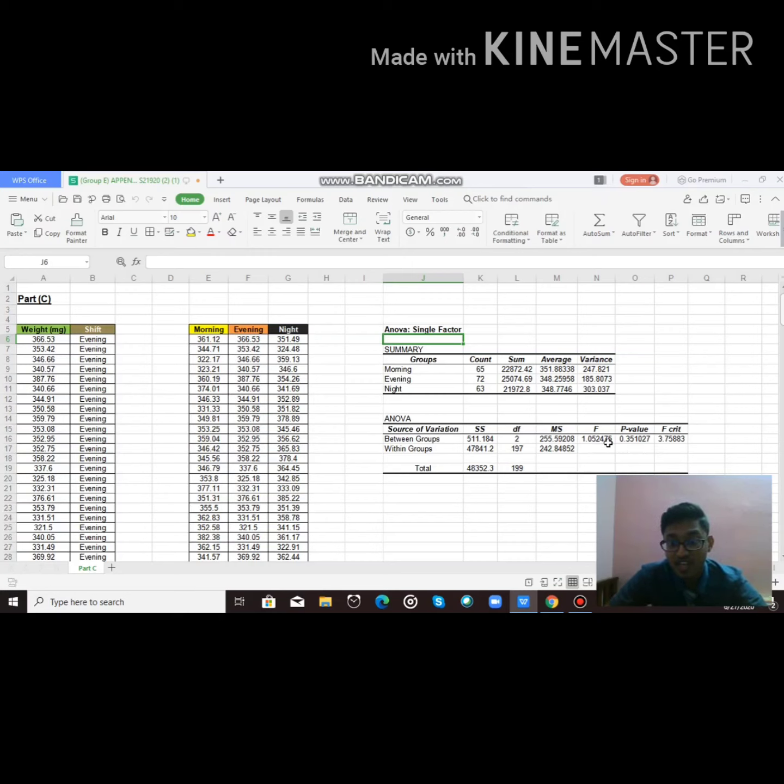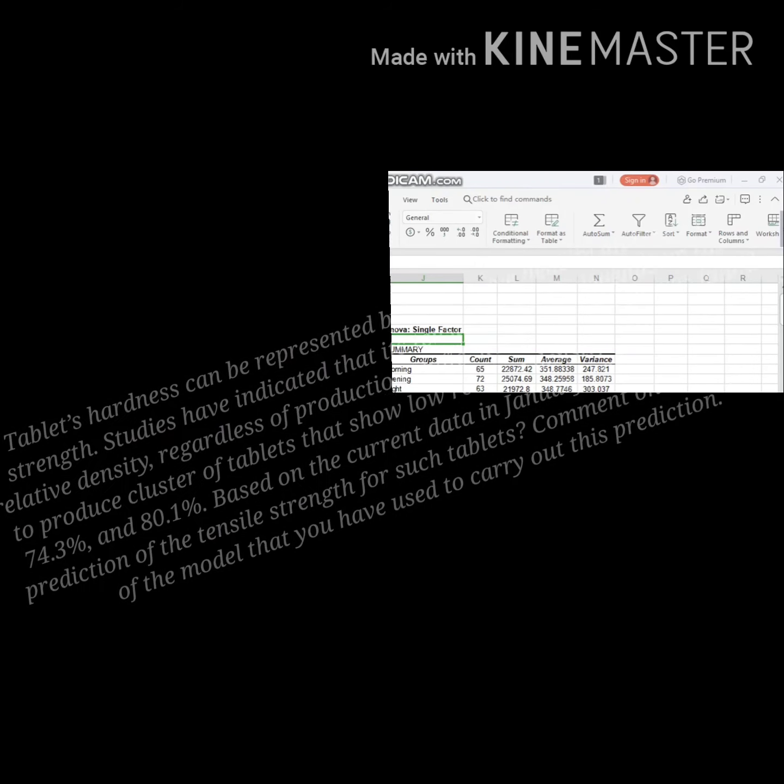Furthermore, the F value we get from the output is 1.052475 and the F critical value is 3.75883. So, the F calculated value is smaller than the F critical value. We can conclude that there is no significant difference between the tablet weights from the different shifts.